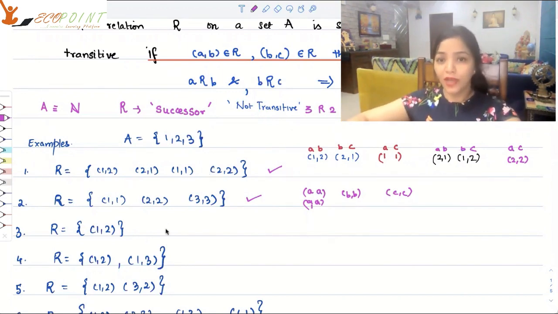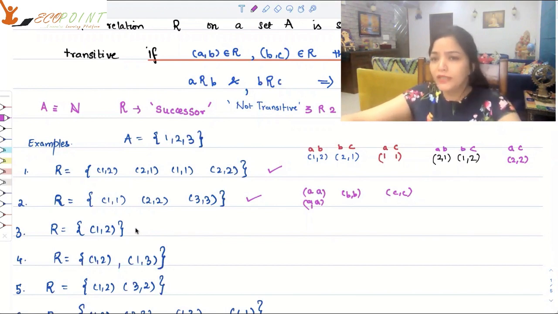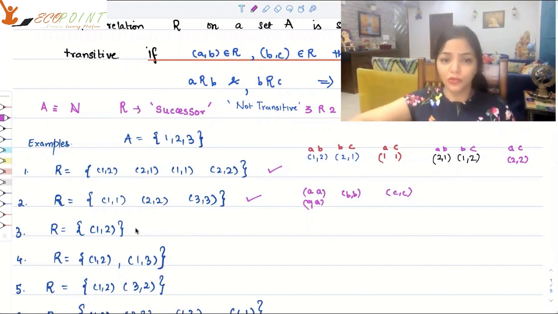Similarly, suppose you have a relation given to you like number 3. You just have one entry, 1, 2 here. There is nothing to prove because I don't have any other entry here. 1, 2. But I don't have any entry which is starting with 2. So there's nothing to prove here, and I cannot even disprove that it's not transitive. So hence we will take it as transitive relation.